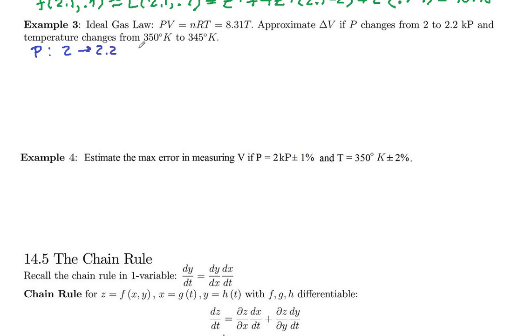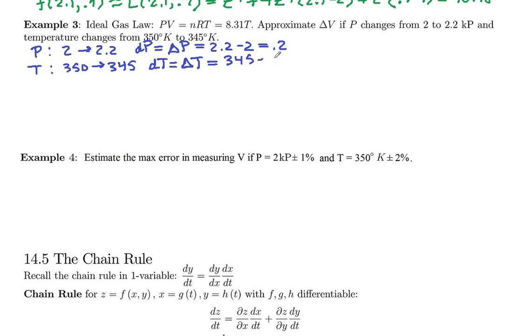So that's going to tell us that dP, or delta P, is going to be end minus start, 2.2 minus 2, which is 0.2. And then for temperature, we are going from 350 to 345. So that means that dT, or delta T, is going to be end minus start, 345 minus 350, which is equal to -5.